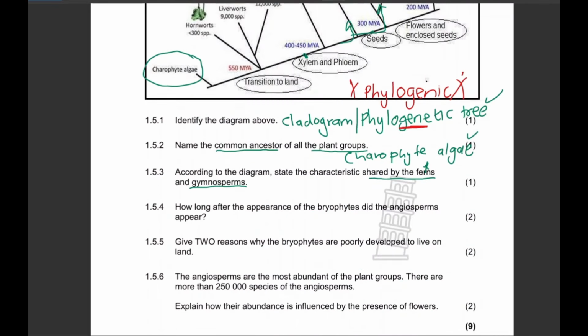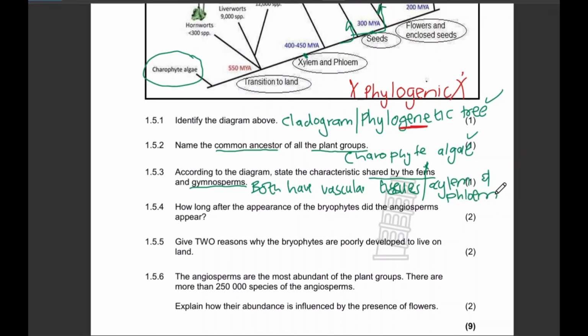So we can say the characteristic that is shared is that they both have vascular tissues. Or you can say they both have xylem and phloem. You mentioned both vascular tissues. We know one is for transporting water and minerals, that is the xylem, and one is for transporting manufactured food, that is the phloem. Okay.